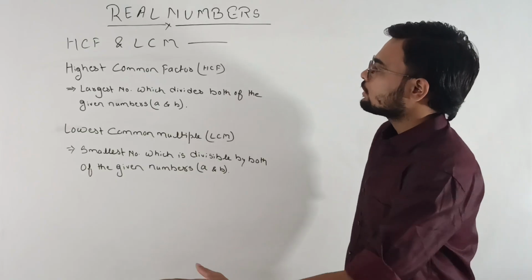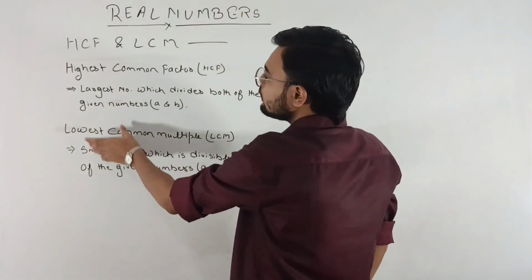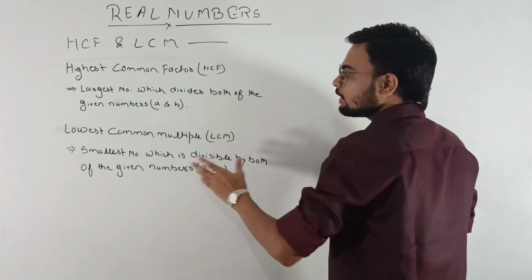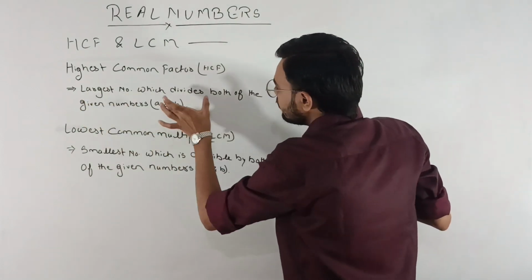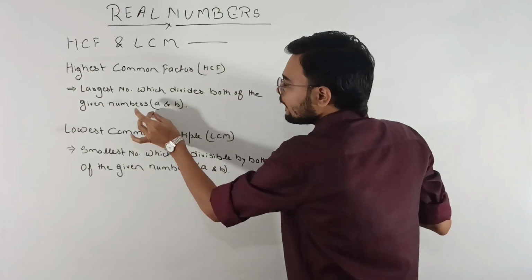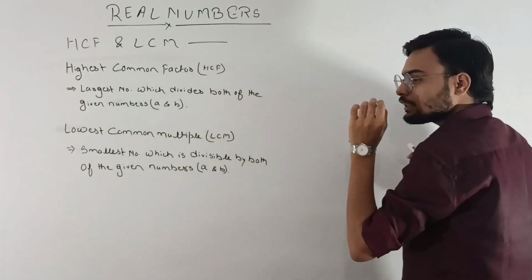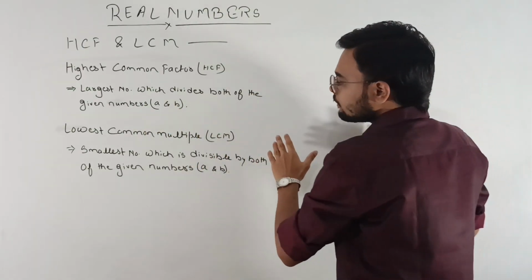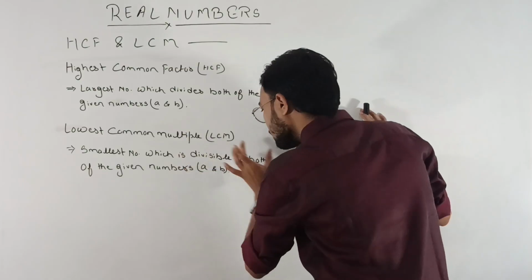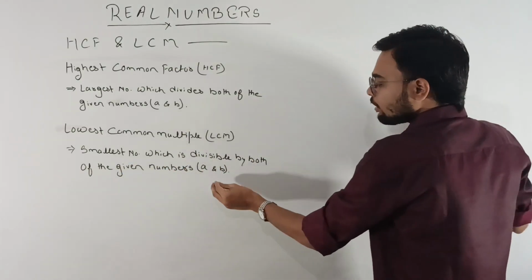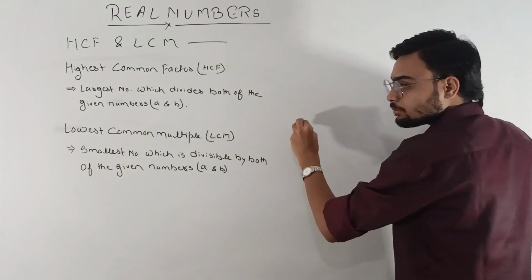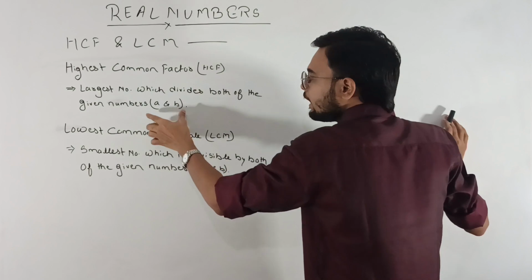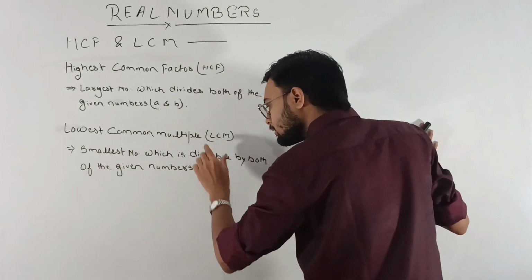Now let's come to our first topic, HCF and LCM. The full form of HCF is highest common factor. HCF is the largest number which divides both of the given numbers. Suppose you have two numbers A and B, then HCF is the largest number which divides both A and B. And LCM is the smallest number which is divisible by both of the given numbers. Suppose you have two numbers A and B, then LCM is the smallest number which is divisible by A and B. HCF is the largest number which divides A and B, and LCM is the smallest number which is divisible by A and B.